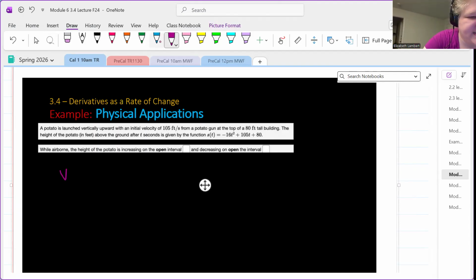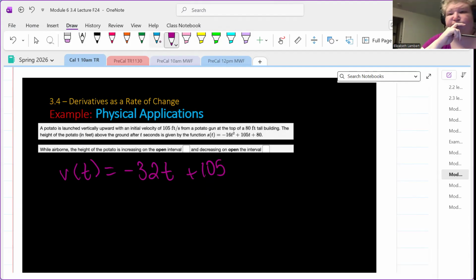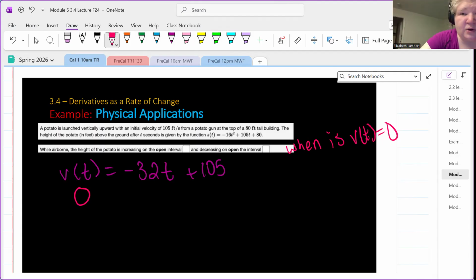So I'm going to rewrite our velocity function. It was negative 32t plus 105. So it starts at 105. Right after it shoots out of the gun, it's going 105 feet per second. It's positive, going up. At some point, the velocity becomes 0. So that is what we're going to solve for. We're asking, when is velocity equal to 0? So we're going to put a 0 in place of velocity, and we're going to solve for this time.